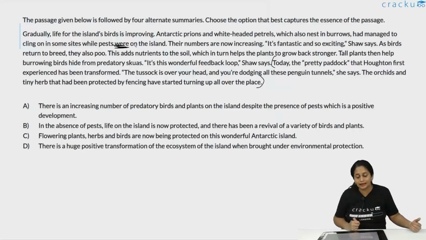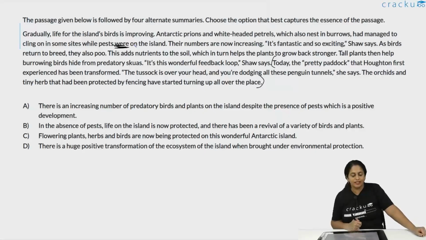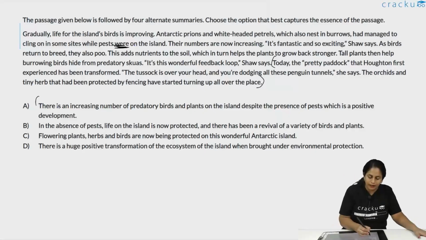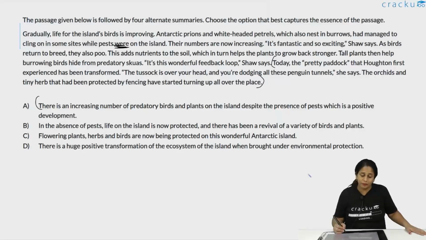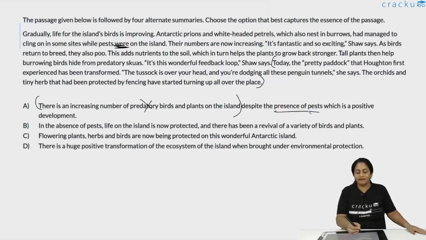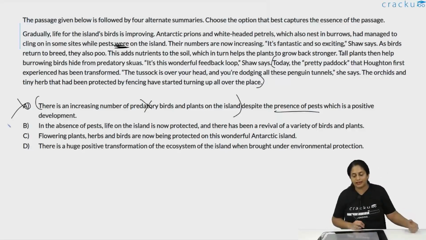Option A: There is an increasing number of predatory birds and plants on the island despite the presence of pests, which is a positive development. Increasing number of birds on the island and plants on the island, this part is true. But this is a distortion. Despite the presence of pests, this is incorrect. They were on the island, the pests are not there on the island anymore. So this is untrue.